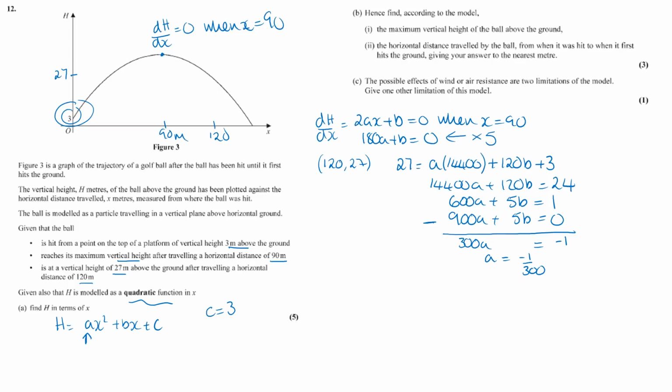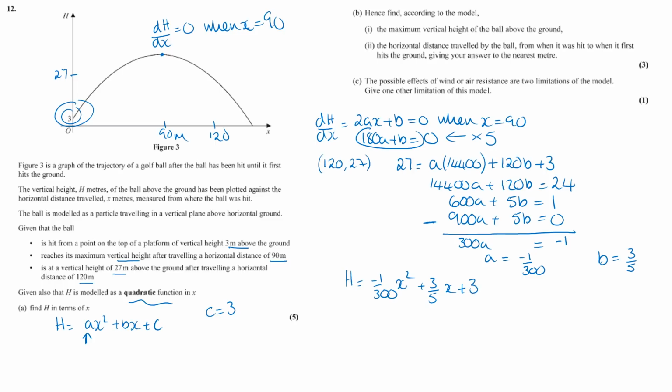Okay, now all we need to do is find what b is. So I would go into this first equation. So when a is -1 over 300, times it by 180 and see what b is going to be. b comes out to be 3/5. So altogether, h is going to be -1 over 300 x squared plus 3/5 of x plus 3, and that's our h.